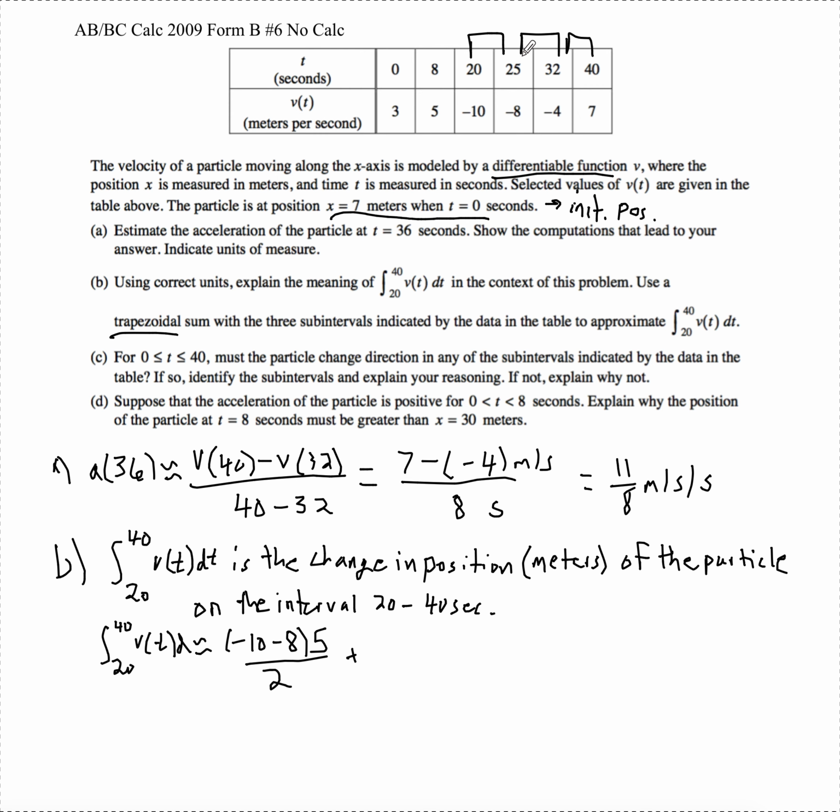then we look at our next interval. We add together the output values, negative 8 minus 4, times the width of that interval, to go from 25 to 32, that's 7, always divided by 2. Plus my next interval, we add together the output values, negative 4 plus 7, multiplied by its delta t, which is 8, over 2.